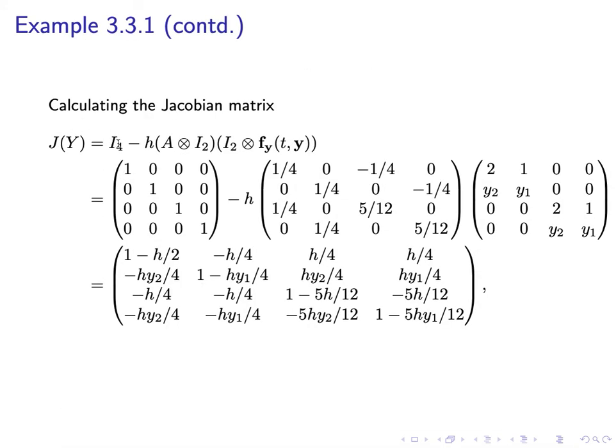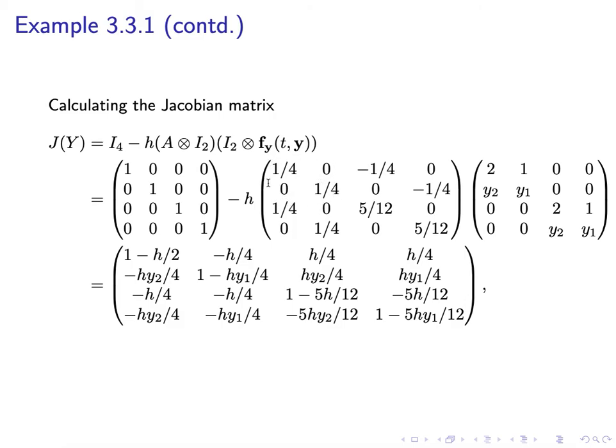So if we evaluate the Jacobian matrix, now we have two equations in our system, but we're going to have an n times s by n times s matrix. So we've got two equations in the system, two stages in our method, so we're going to have a 4x4 identity matrix.